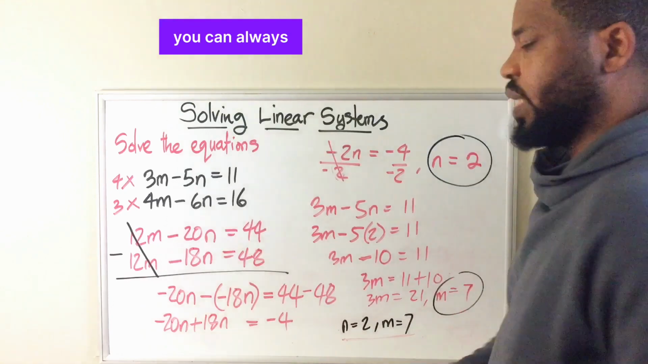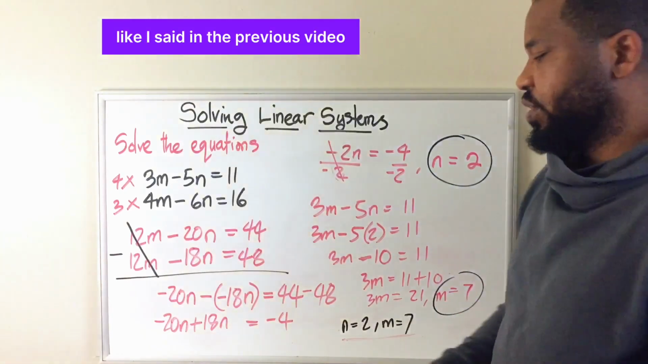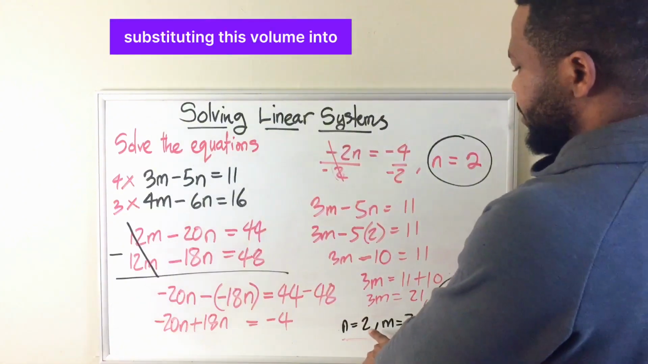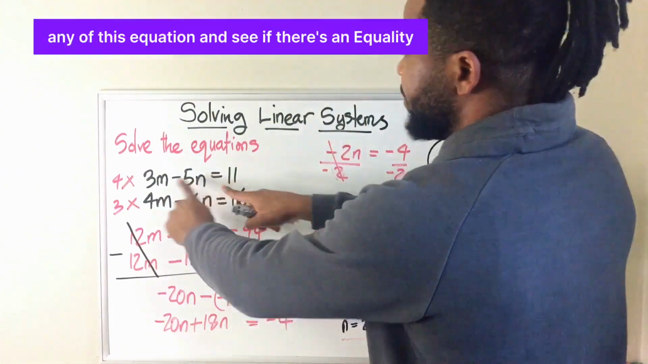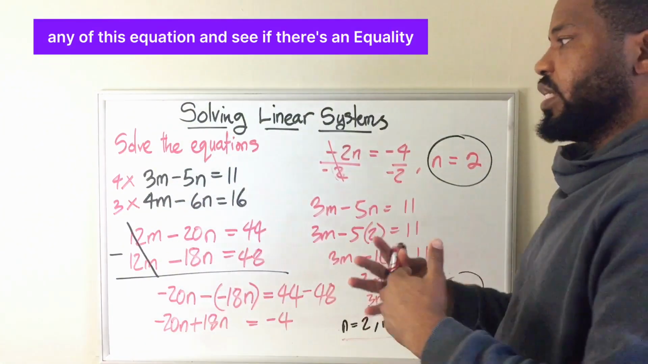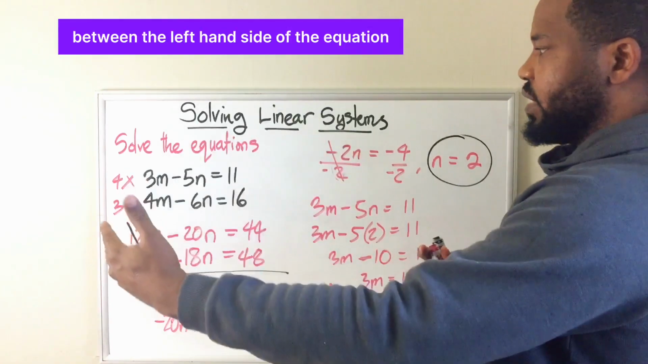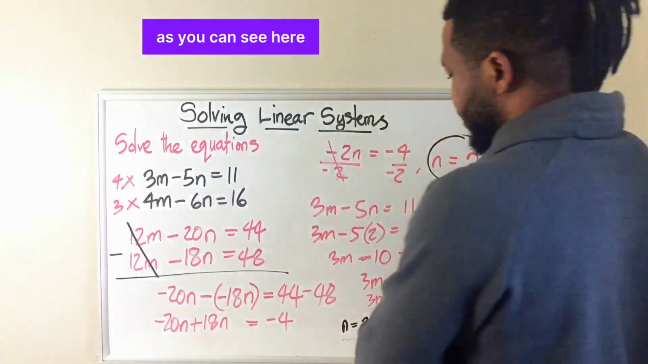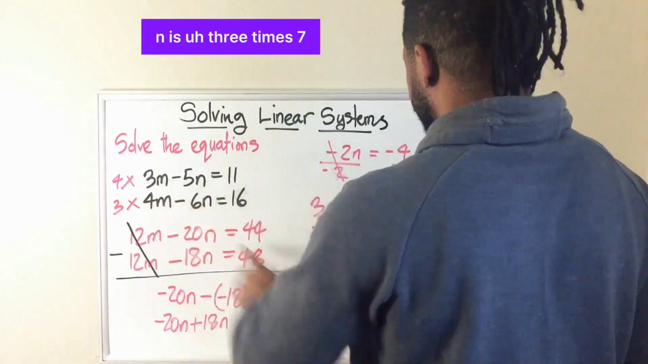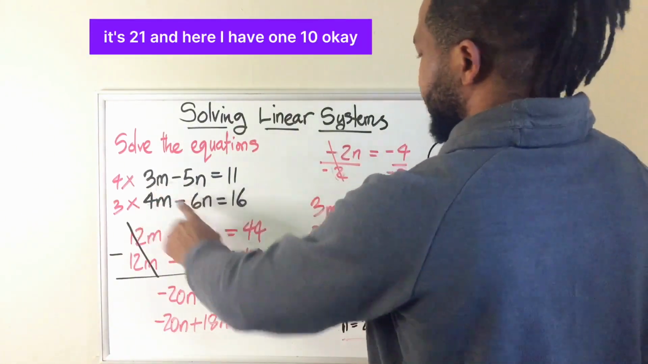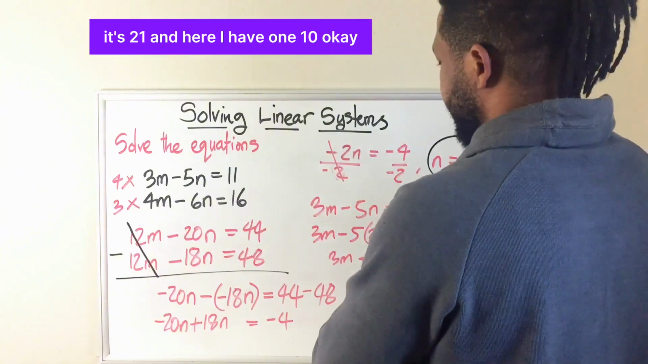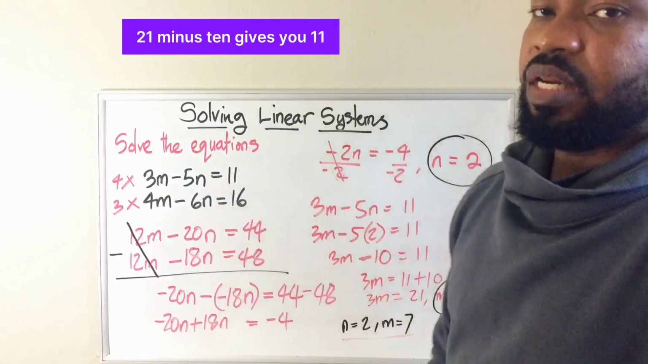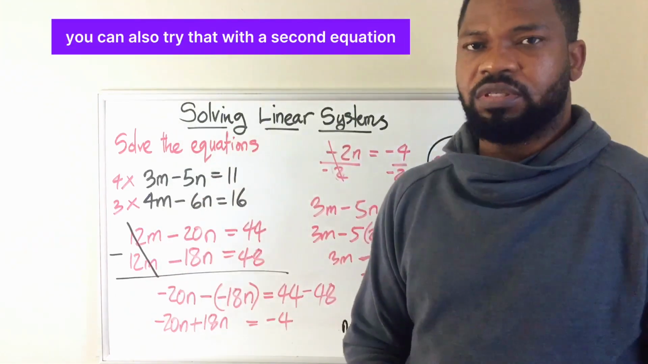Like I said in the previous video, you can always check your answer by substituting this value into any of these equations and see if there's an equality between the left hand side of the equation and the right hand side of the equation. As you can see here, 3 times 7 is 21. And here I have 10. 21 minus 10 gives you 11. You can also try that with the second equation.